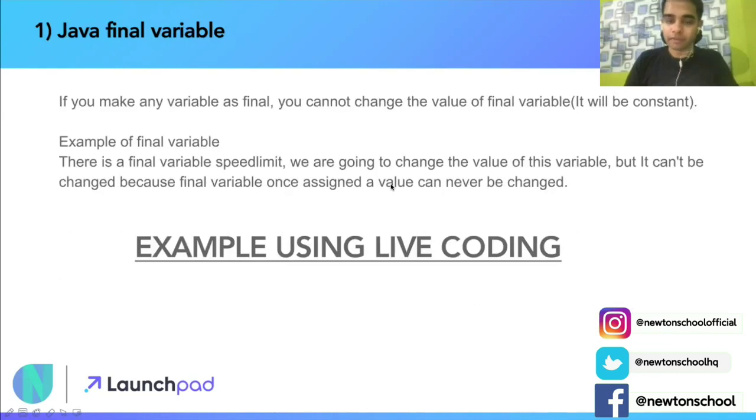First, the Java final variable. If you make any variable final, you cannot change the value of that final variable. This will be counted as a constant. Let's see an example of a final variable in our class. The example I'm going to show you has a final variable named speed limit, whose value we are going to try to change, but it cannot be changed, because once you declare a variable as final, its assigned value can never be changed. Let's see this example by coding.